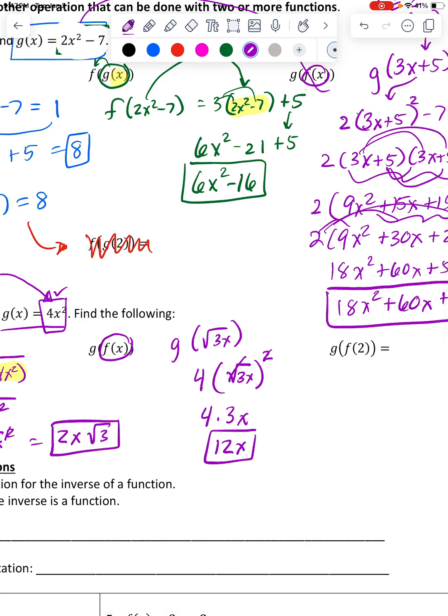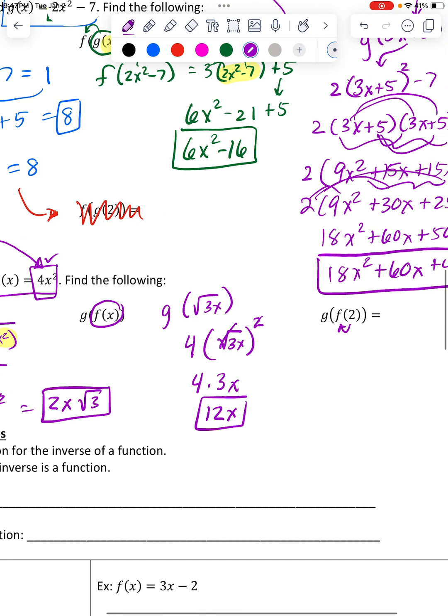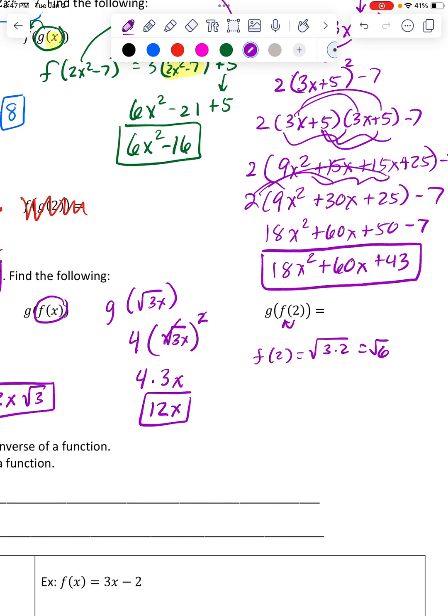This one I'm plugging in a number. When you're plugging in a number, you'll get out a number. When you're plugging in an x, you're going to get out a function of x. So I'm going to put 2 into function f. What does f do? f is going to take the square root of 3 times whatever you plug in. So that's going to turn into the square root of 6. So this whole thing is root 6.